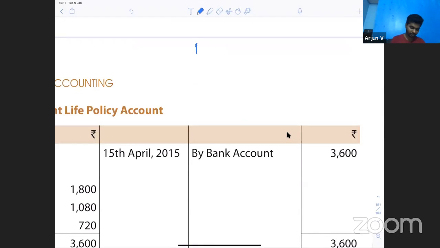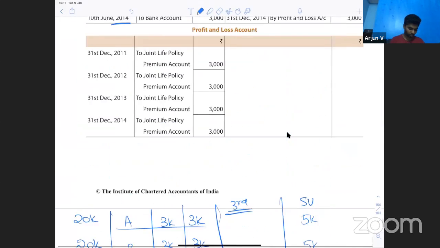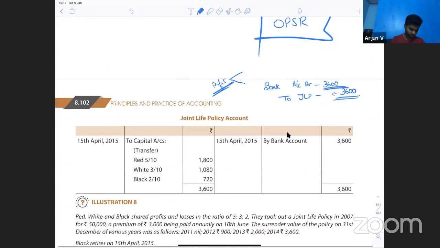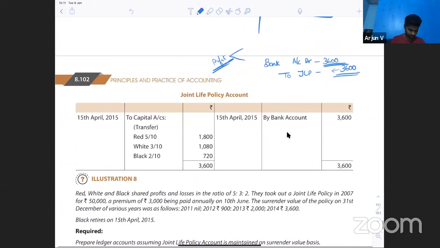If the firm is getting money, what will be the journal entry? Bank account debit 3,600 to JLP account 3,600. Are you clear? This 3,600 I get is a profit which will be divided in their old profit sharing ratio. What is their old profit sharing ratio? 5:3:2. So that is 1,800, 1,080 and 720.